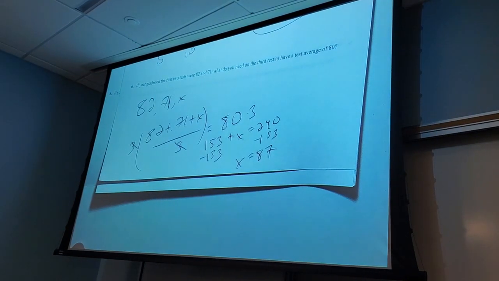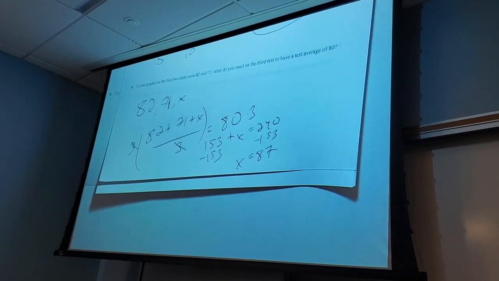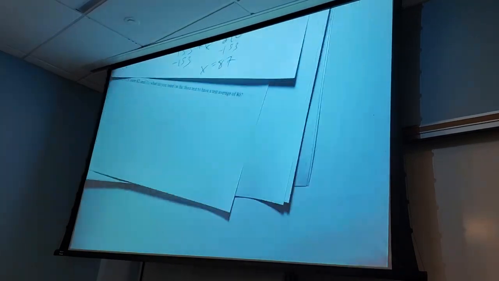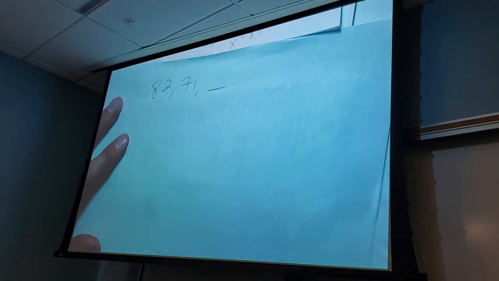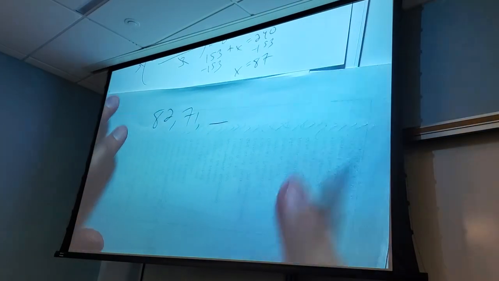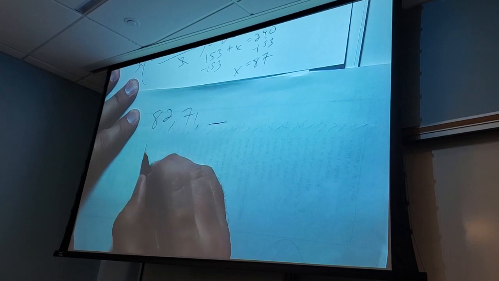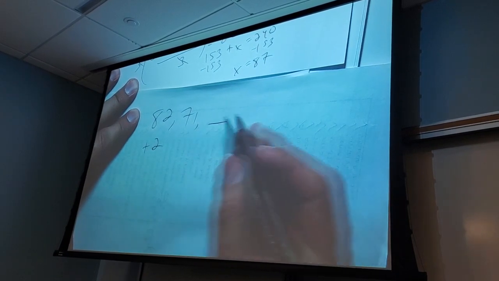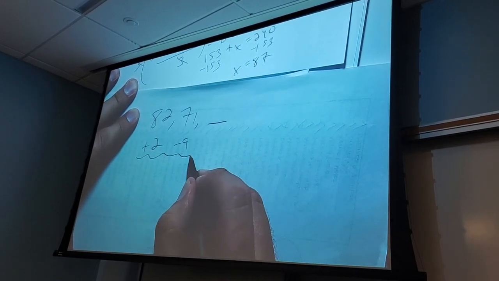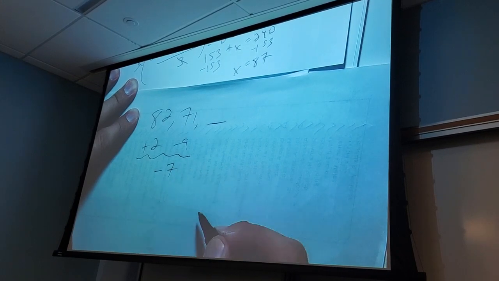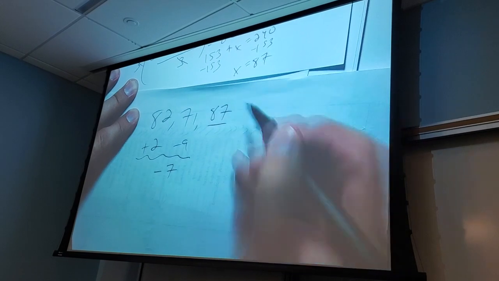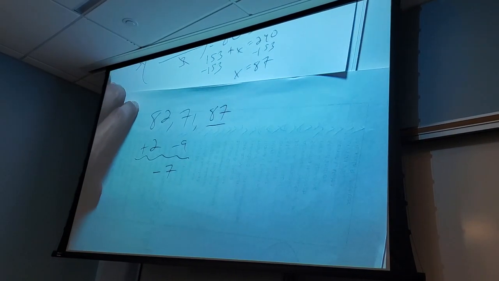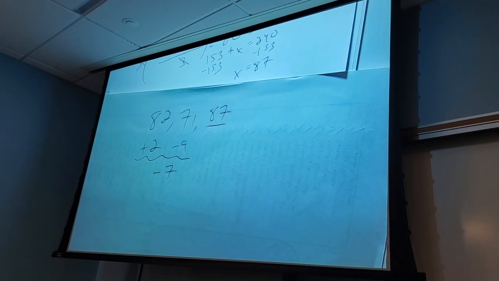There we go. So let me show you a little shortcut, the way I would do this. I've got 82, 71, and something. How far is 82 away from 80? It's up 2. How far is 71 away from 80? Down 9. How far away from 80 am I total right now? Down 7, right? You guys see that? So then this should be up 7 from 80 to make the whole thing work out, and that's the answer, isn't it?